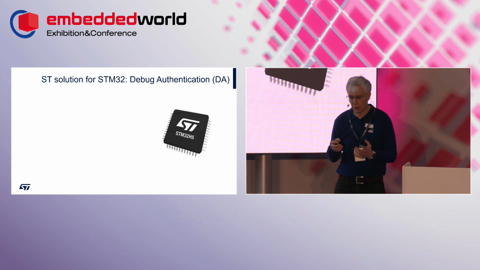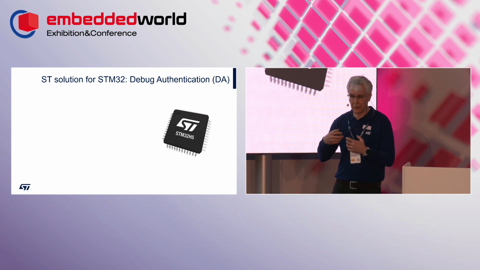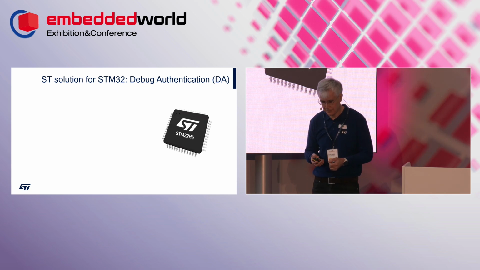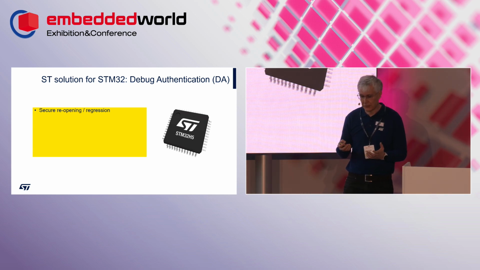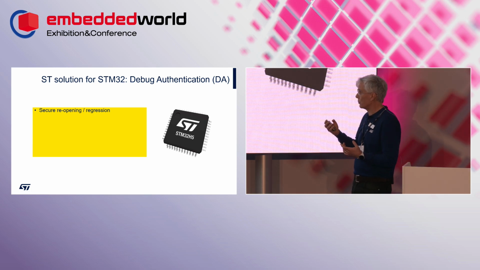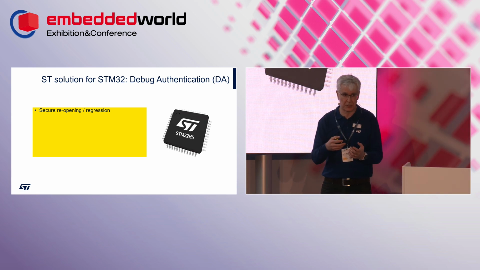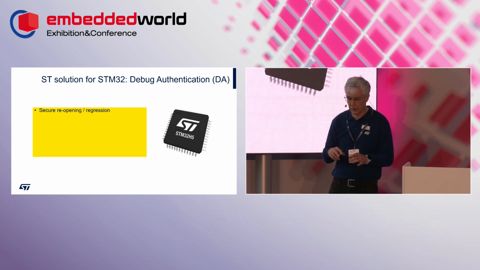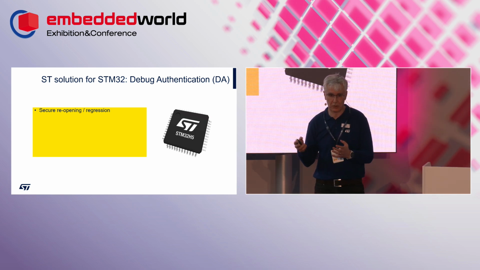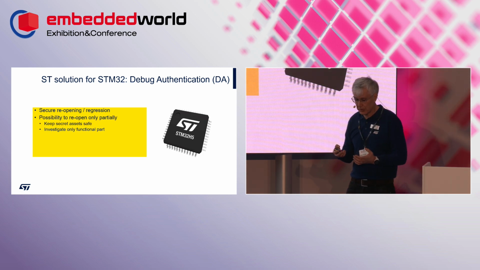So the solution, we call it debug authentication. So we have a way to authenticate who wants to debug the device. So the main features are secure reopening of the device, also the capability to regress the device. So regression is the capability to erase everything without knowing the content of the flash. It's what we call a regression. And also the possibility to reopen it partially, and I will explain why it is interesting.